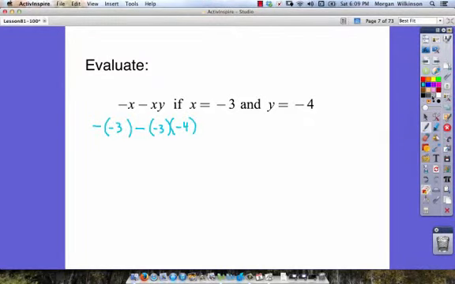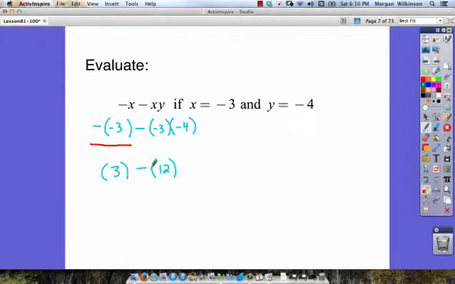So again, in this problem, we've got to simplify with multiplication first. As we look here, we can see we have minus negative 3. The opposite of a negative is a positive, so minus, or double negative 3, is going to be equal to positive 3. So we're going to get 3 minus, and then we have negative 3 times negative 4. Negative 3 times negative 4 must be positive 12, because we've got two negative numbers. When you multiply two negative numbers, you get a positive.